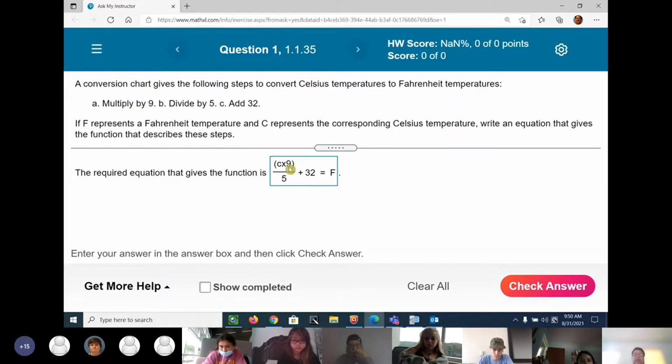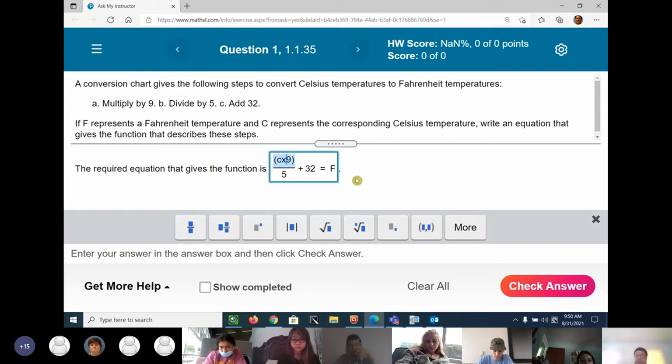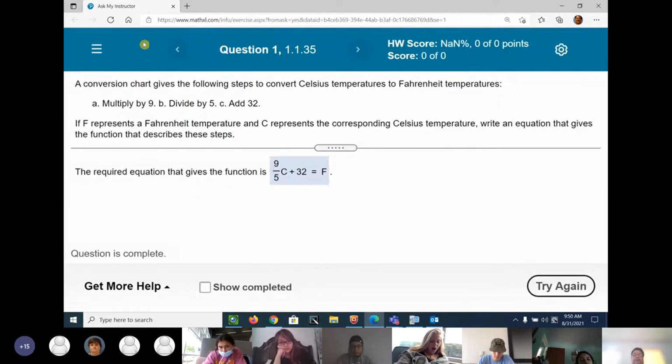Okay? All you need to do right here is take that times out and take the parentheses out and put a C right there. So whoever did this question actually did it right mathematically. They just didn't like the way it was written.